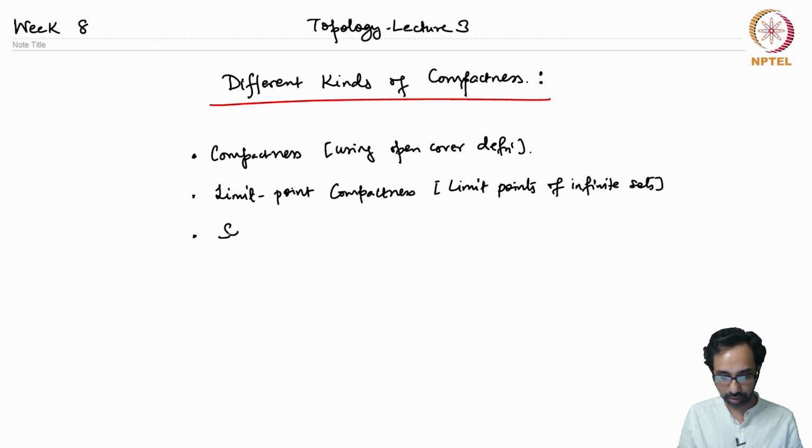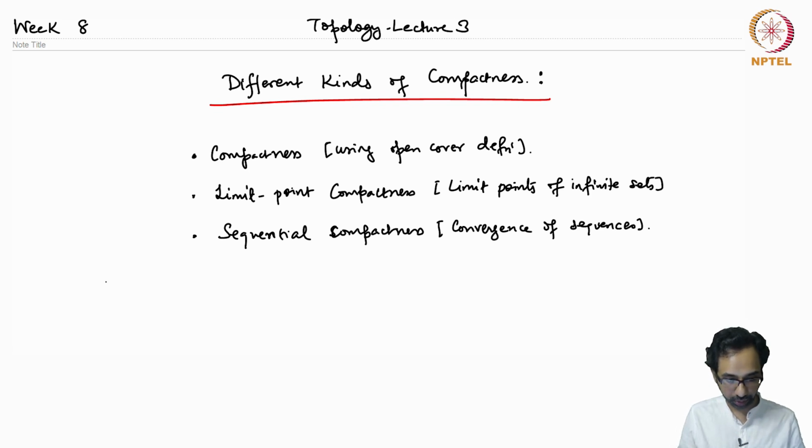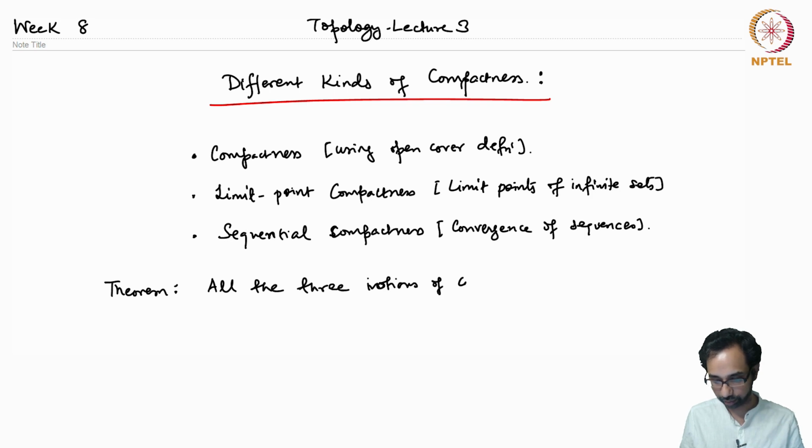And the third one is called sequential compactness. And this has to do with convergence of sequences. And we will also give examples to show that none of them are equivalent to each other in general, for general topological spaces. But the theorem that we are going to show is that all the three notions of compactness that I wrote above are equivalent for metric spaces.